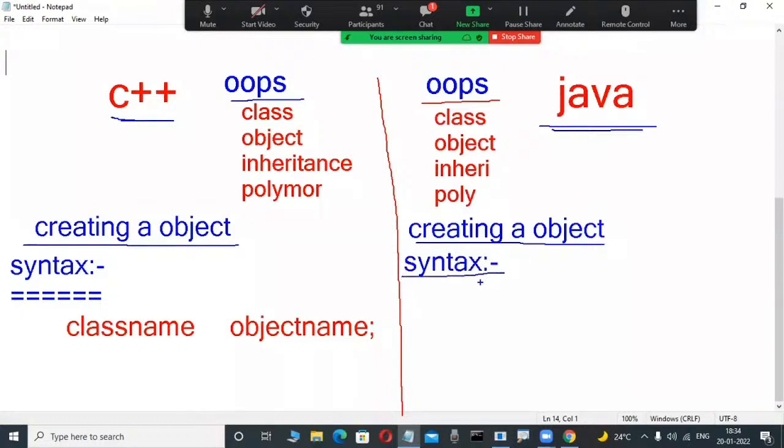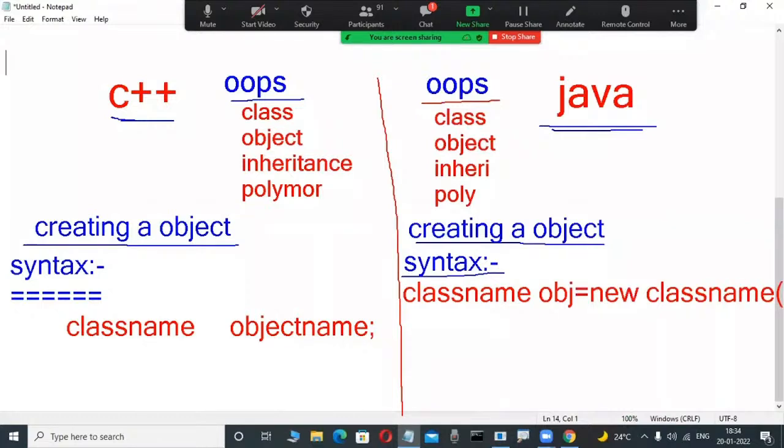Now tell me. Yes, very good, some fellows are telling correctly: class name, object name is equal to new class constructor. Is there some other syntax or not? Observe here. That's why these two languages are syntactically different. Conceptually, OOP concepts are the same, but syntactically different. And functions are also totally different.